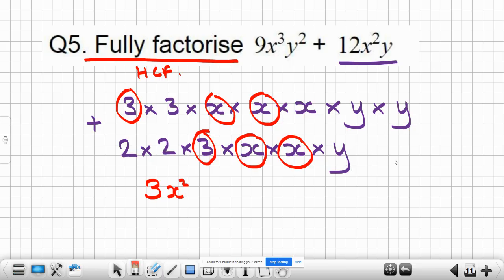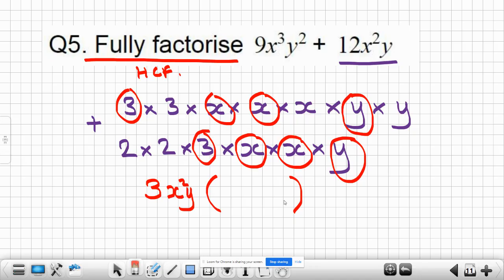And then finally, let's look at the y's. Well, they've both got a y, so we can factor that out too. So now we have fully factorised those terms because we have found their highest common factors. Okay, so next job, we've taken out a common factor. What we need to do is see what remains.